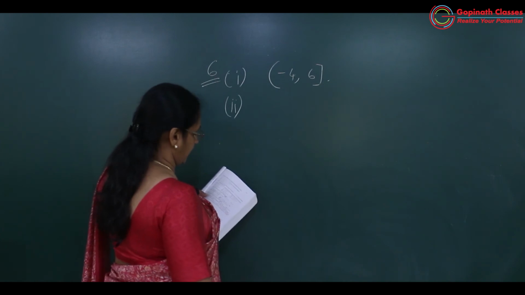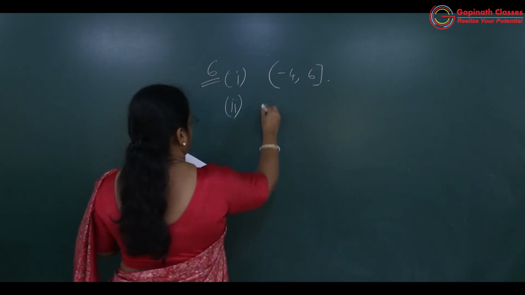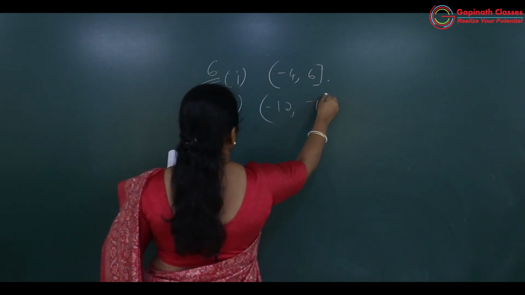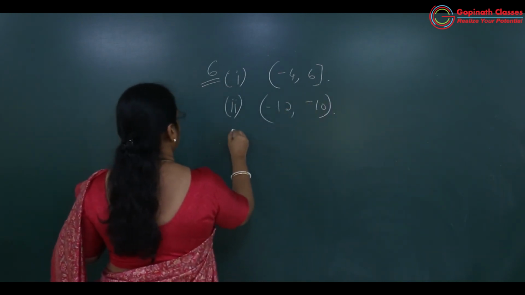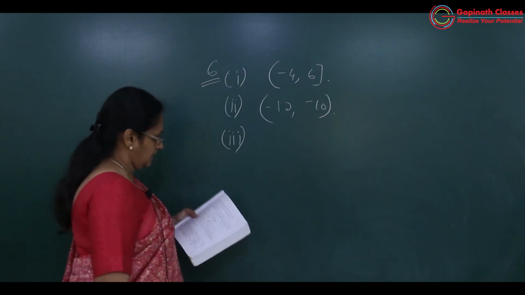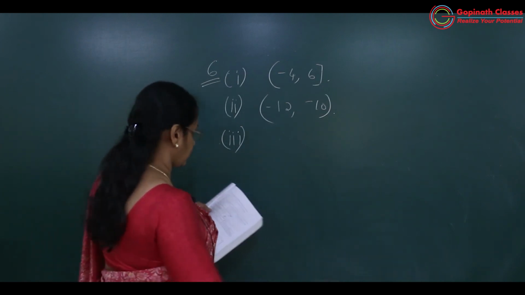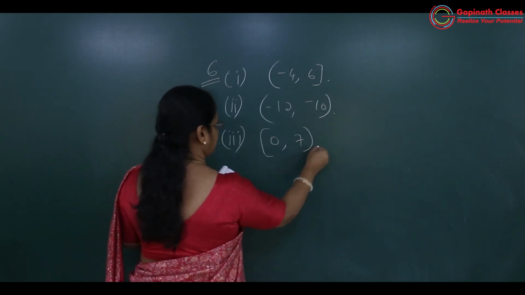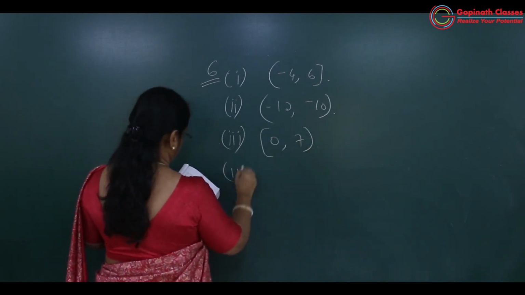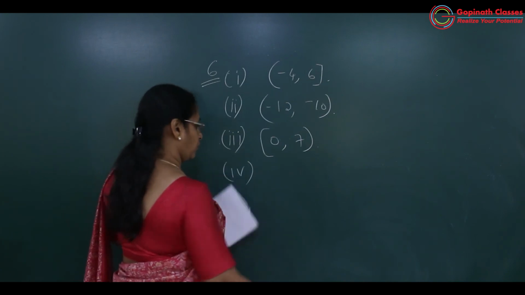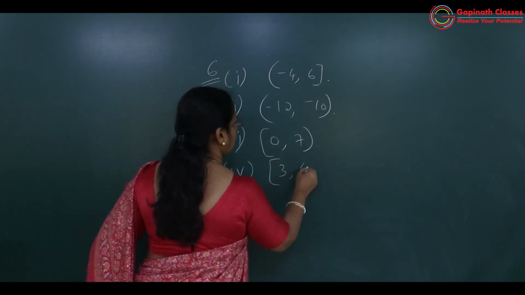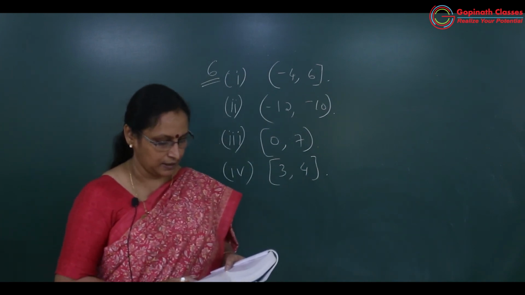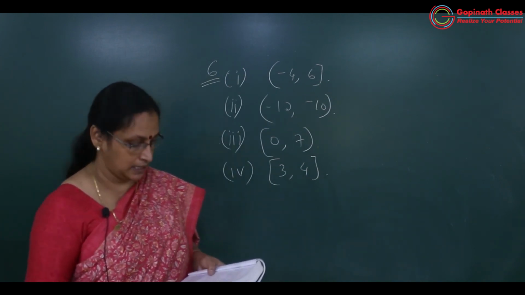Second is minus 12 less than x less than minus 10. मतलब दोनों नहीं है, minus 12 comma minus 10 दोनों open. Third one, 0 less than or equal to, so it is included. 0 is included, comma 7 is not included. Fourth, 3 included, 4 is also included, so 3 comma 4. It's written in intervals.